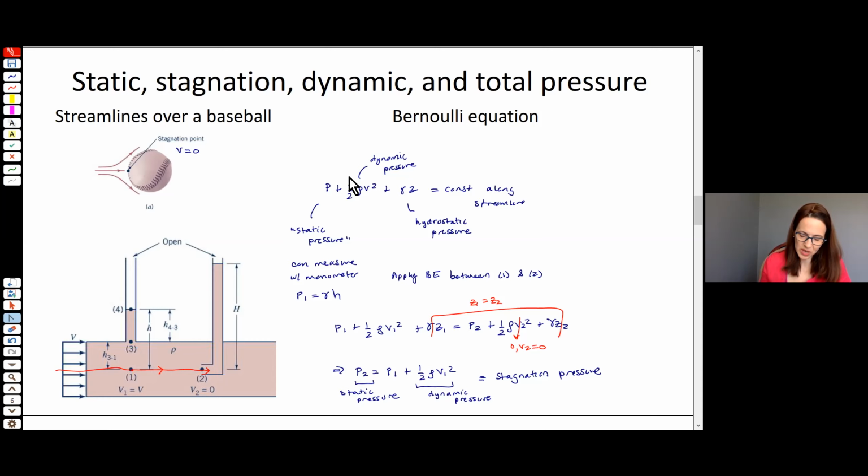So if we go back to our Bernoulli equation, we've got our static pressure, we've got our dynamic pressure, we've got our hydrostatic pressure. That constant on the right-hand side is the total pressure. But then if we want our stagnation pressure, it's the sum of the static and dynamic pressure. And you can think of it as, when the fluid particle is flowing along with velocity V at point one, there's some kinetic energy that has yet to be exchanged into pressure, right? When the fluid comes to a stop at point two, all that kinetic energy goes into the static pressure term. And you get your maximum possible pressure, the stagnation pressure, which occurs when the fluid velocity is zero.